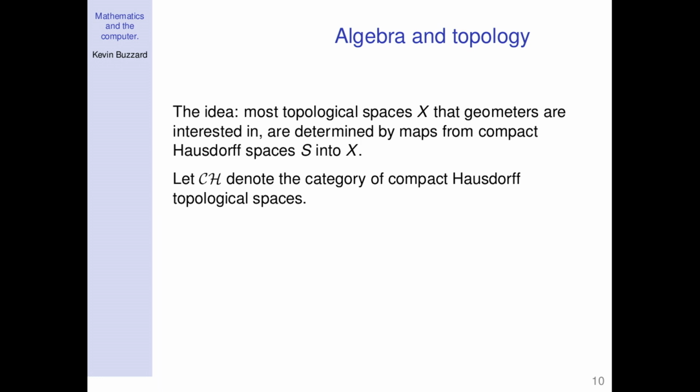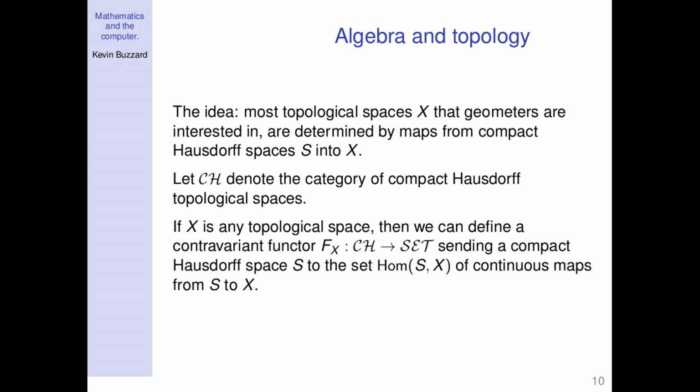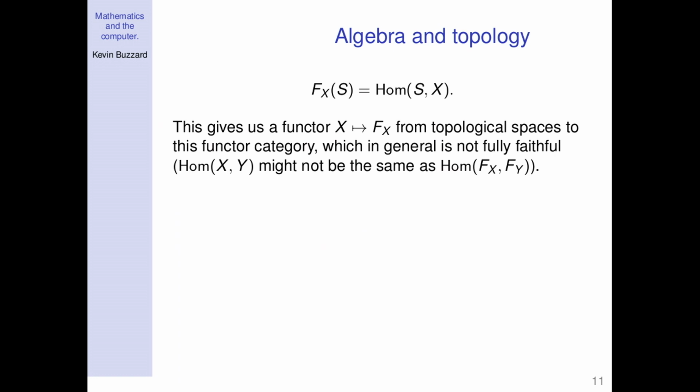Curly letters denote categories, so curly CH is the category of compact Hausdorff topological spaces, and now the idea is if X is any topological space, then instead of X we're going to consider a functor called Fx. That's the contravariant functor from compact Hausdorff spaces to sets, sending S to the set of continuous maps from S to X. So instead of X, we're going to try and work with Fx instead. Now Fx is a functor, but the map sending X to Fx is also a functor. This is now a functor from the category of all topological spaces to a category of functors.